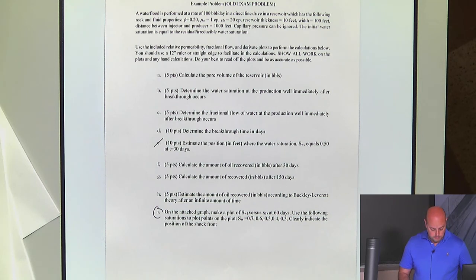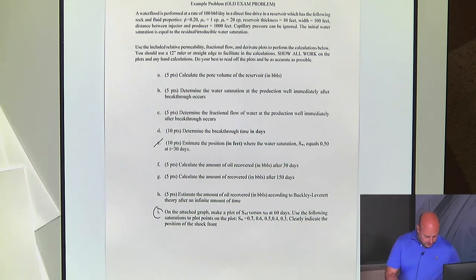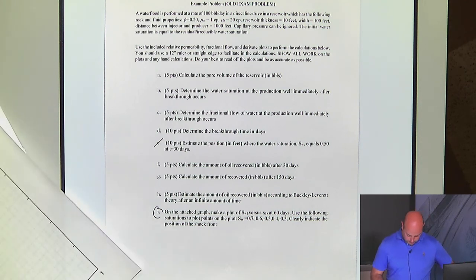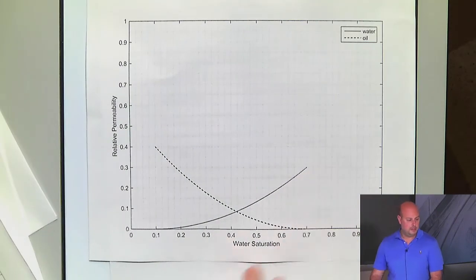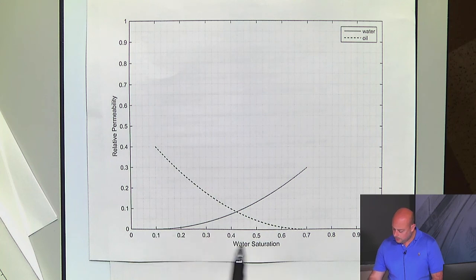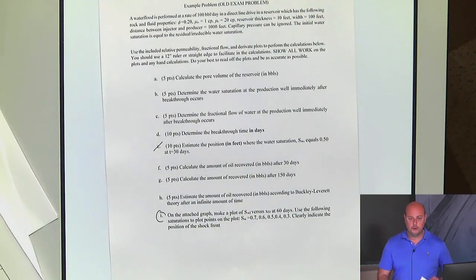If you need to, I encourage you to go back and watch the video. What we had to do is we had these plots that I gave you, for example, the relative permeability plots. We didn't use those directly, other than maybe to determine SWR and 1 minus SOR. But the relative permeability curves would have been used to create the fractional flow curves.